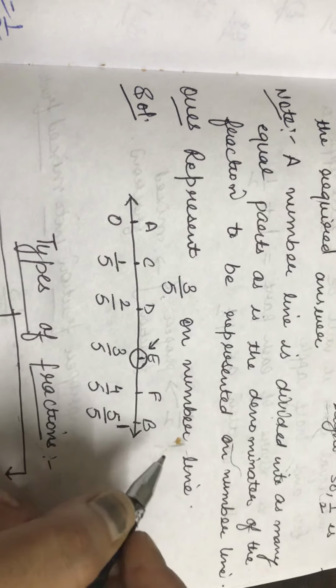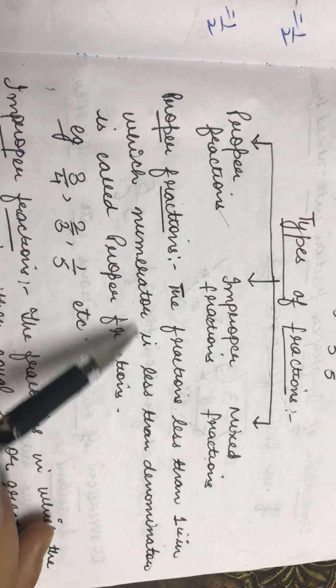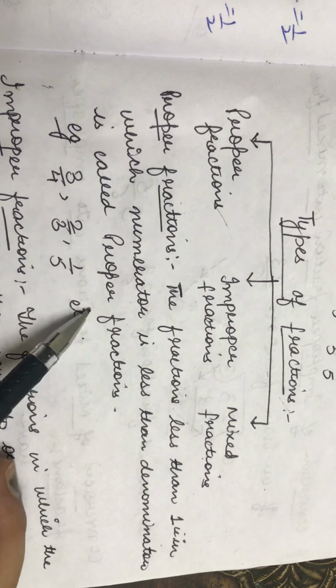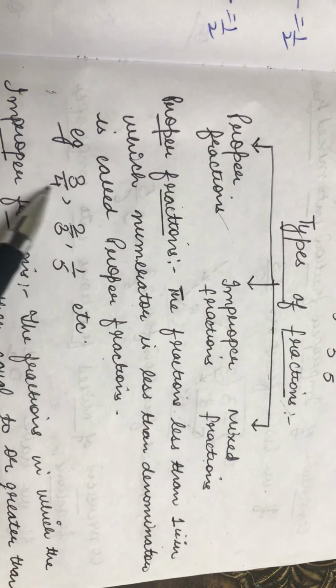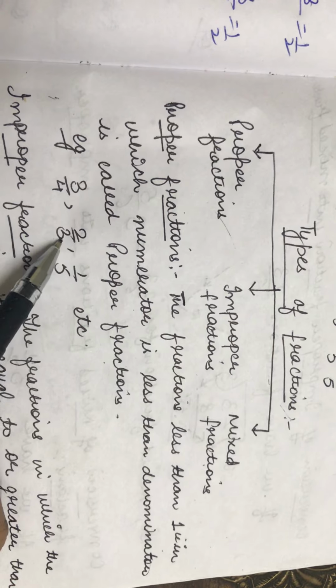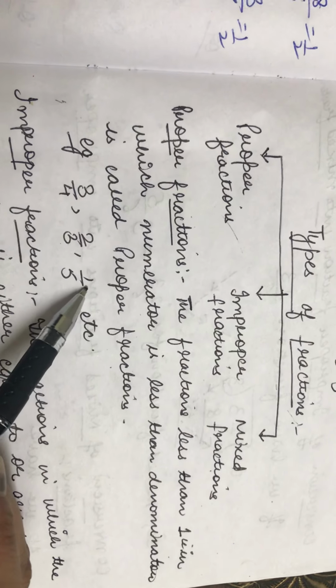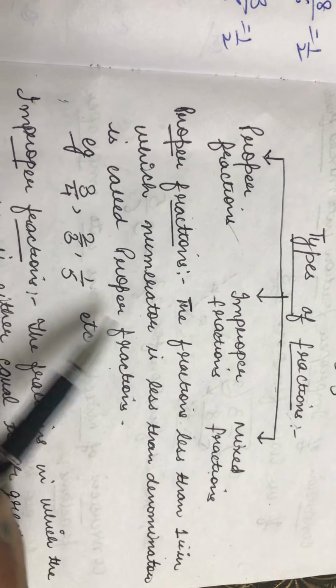What are proper fractions? The fractions that are less than 1, or you can say in which the numerator is smaller than the denominator, are called proper fractions. For example, 3 by 4, here 3 is less than 4, 2 by 3, 2 is less than 3, means numerator is less than denominator. 1 by 5, here also numerator is less than denominator.